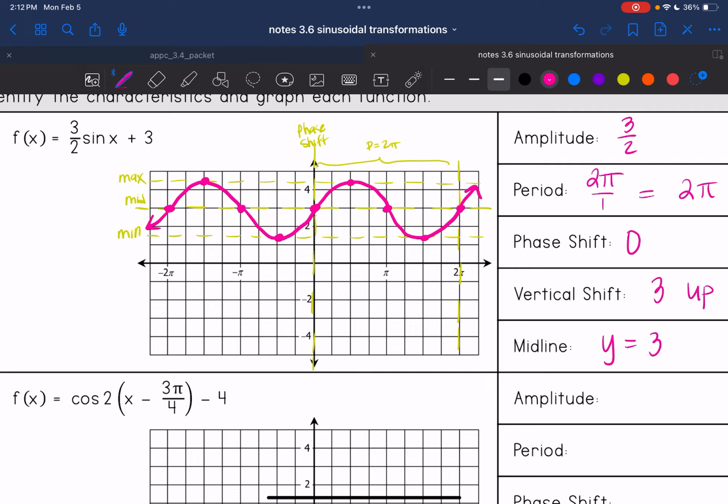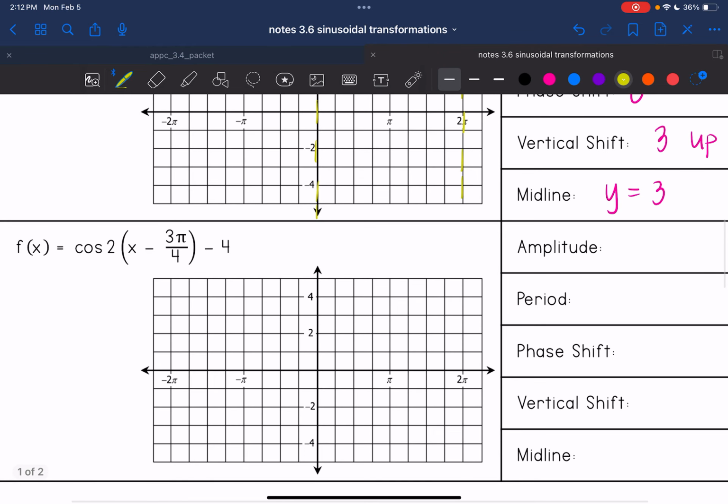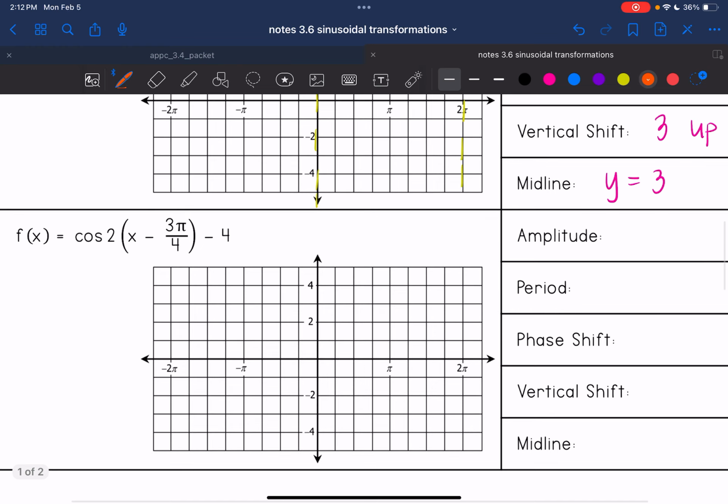Okay, so this one should hopefully feel straightforward because there were no horizontal transformations. It was only vertical. Okay, let's try the next one. So this time I have cosine of 2, parentheses x minus 3 pi over 4, minus 4. So amplitude is always going to be the number in the front. There is no number in front, so we know that means an invisible 1.